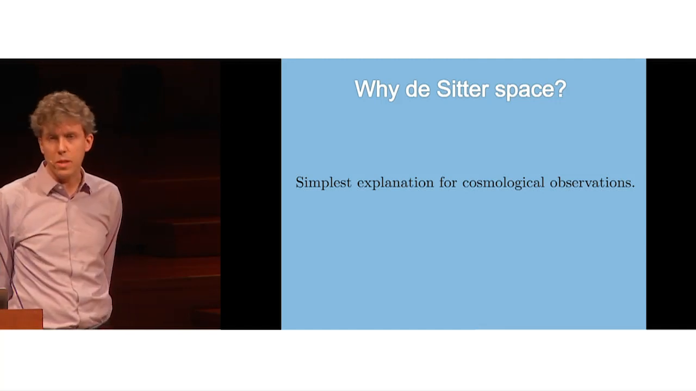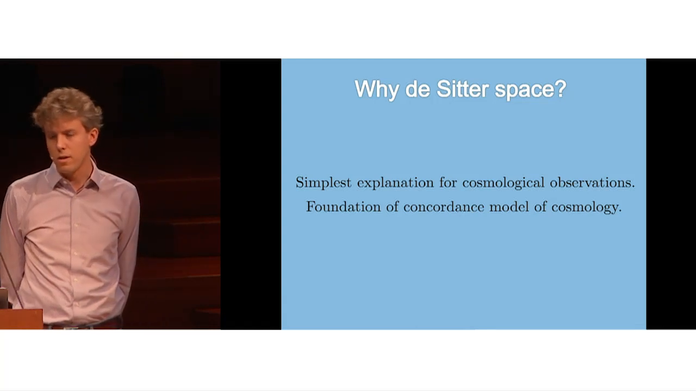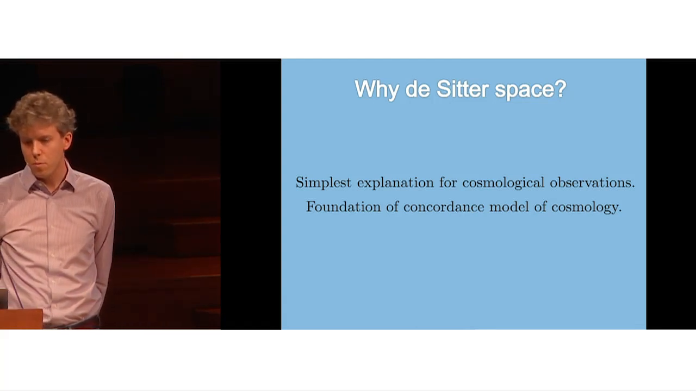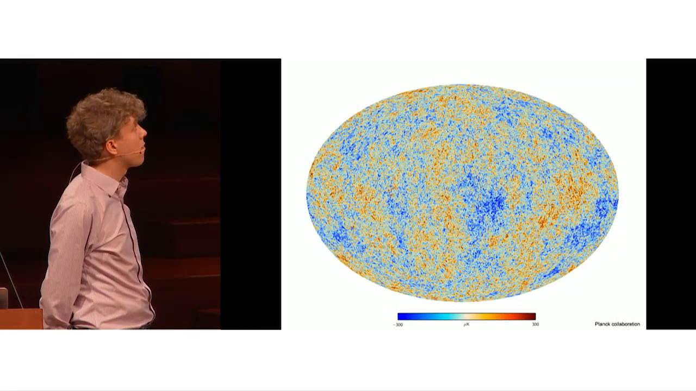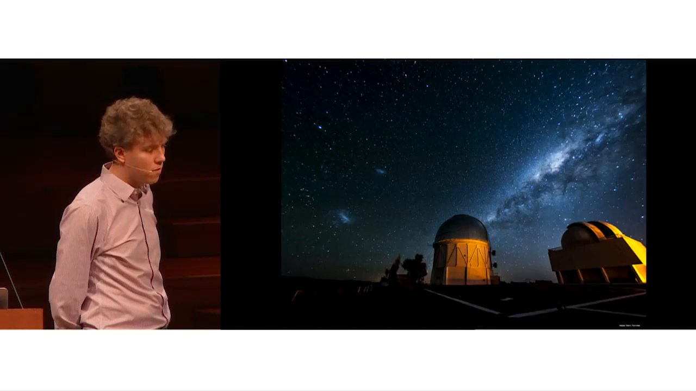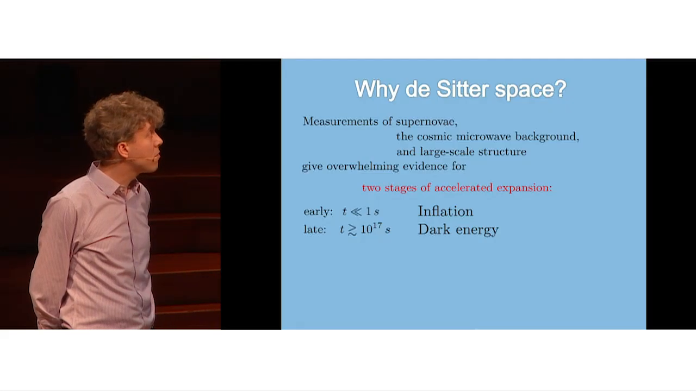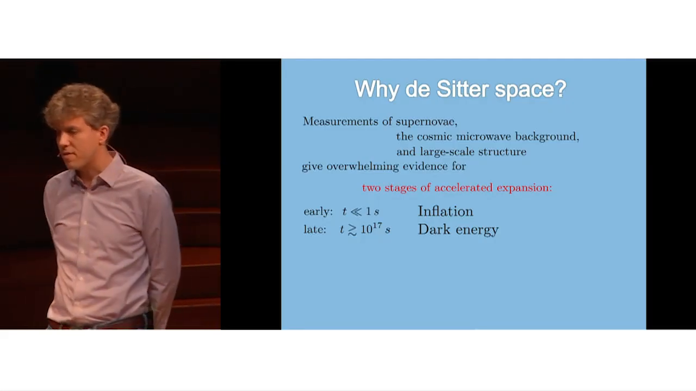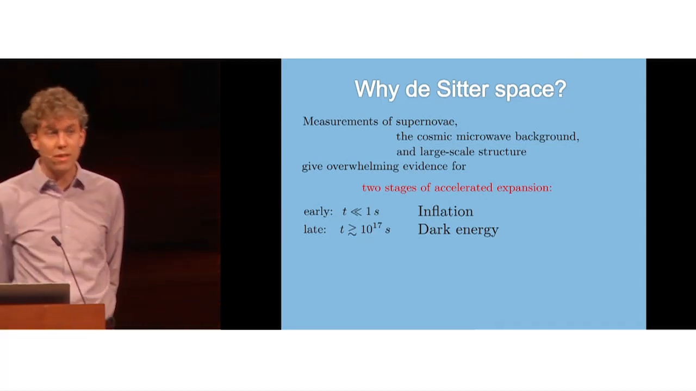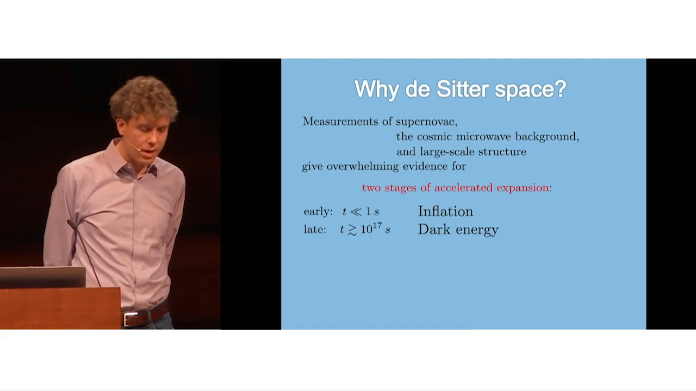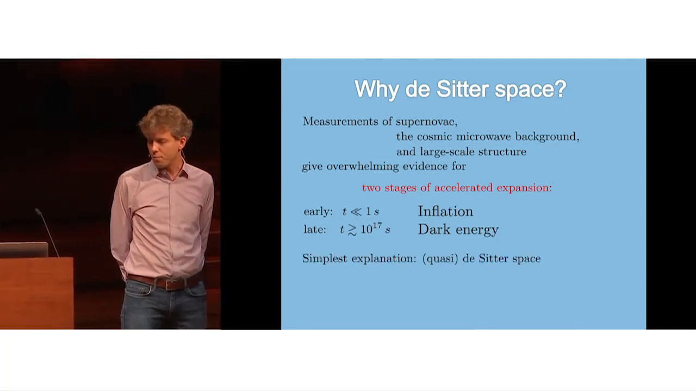It's the simplest explanation for what we observe in cosmology. In fact, it's the foundation of the concordance model of cosmology. Measurements of type 1a supernovae, of the cosmic microwave background, and of the distribution of large-scale structure, pictured here is the Dark Energy Survey, have given us overwhelming evidence for two stages of accelerated expansion: an early stage of inflation and a second, present stage of dark energy. And the simplest way kinematically to describe each of these is through a quasi-de Sitter solution.